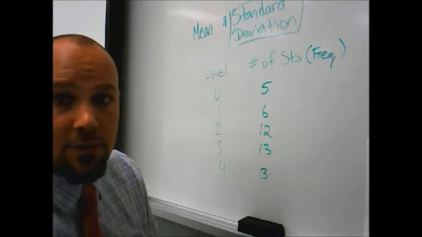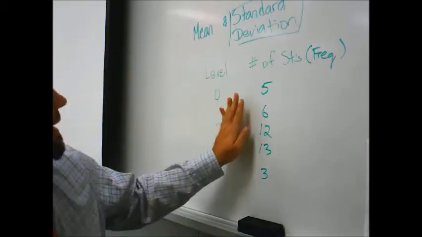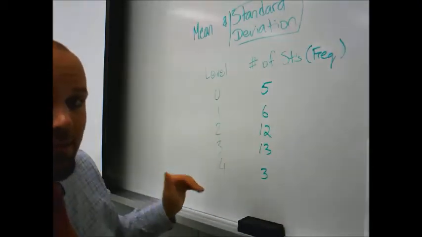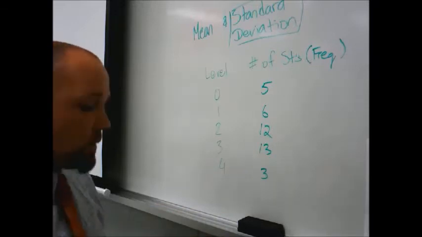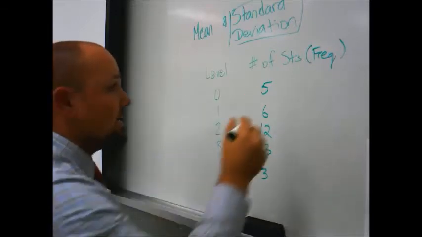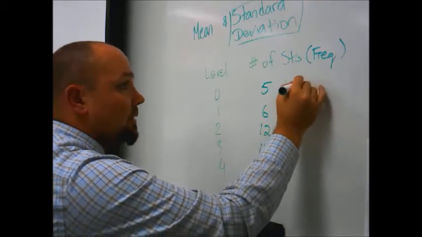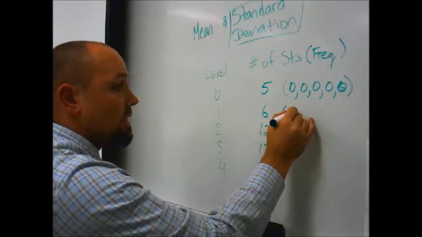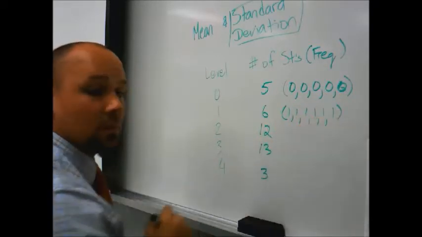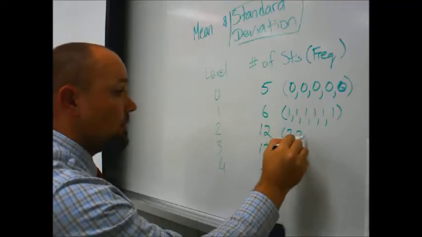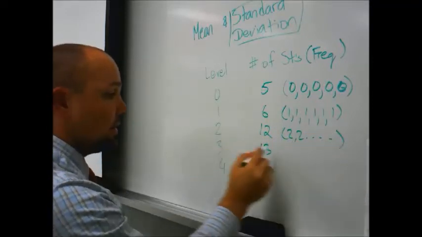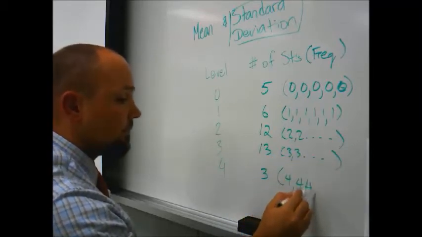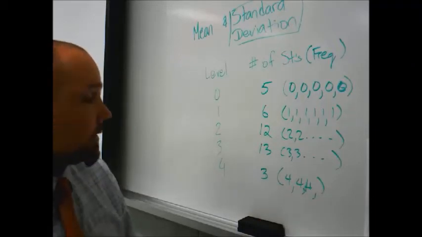So now we're going to use our iPads, and we're actually going to calculate an average for the class, and we're going to calculate the standard deviation, which is how good our average is. I just want to point out that really all this means is that in the class, there are 5 people that have a level 0. So there are 5 zeros, and there are 6 level 1s, and there are 12 level 2s, and there are 13 level 3s, and there are 3 level 4s. So that's really what the frequency means.